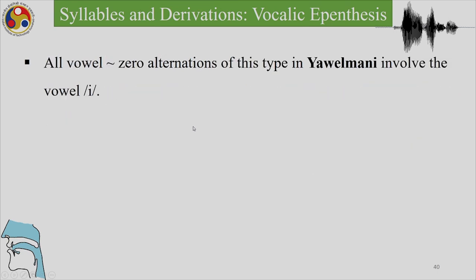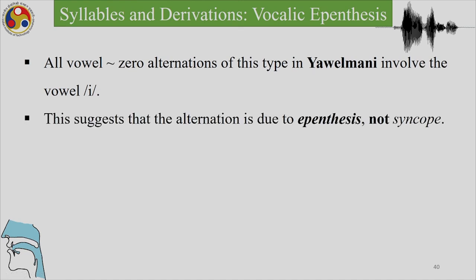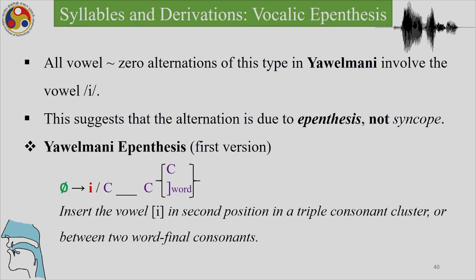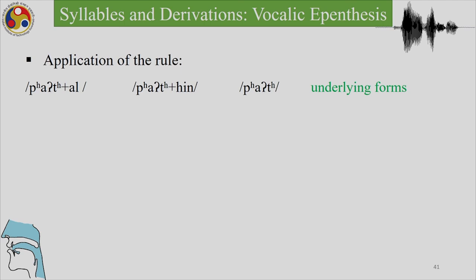So let's see other alternations in Yawelmeni Yokuts. All vowel-zero alternations of this type involve the vowel i. This suggests that the alternation is due to epenthesis, not syncope. We saw the process of determining whether something is epenthesis or deletion in the last class, and we won't go through those processes again. Suffice it to say that we have to insert a vowel if there are two consonants. Now, we have the application of the rule here. We have the underlying forms pakht al, pakht hin, and pakht.